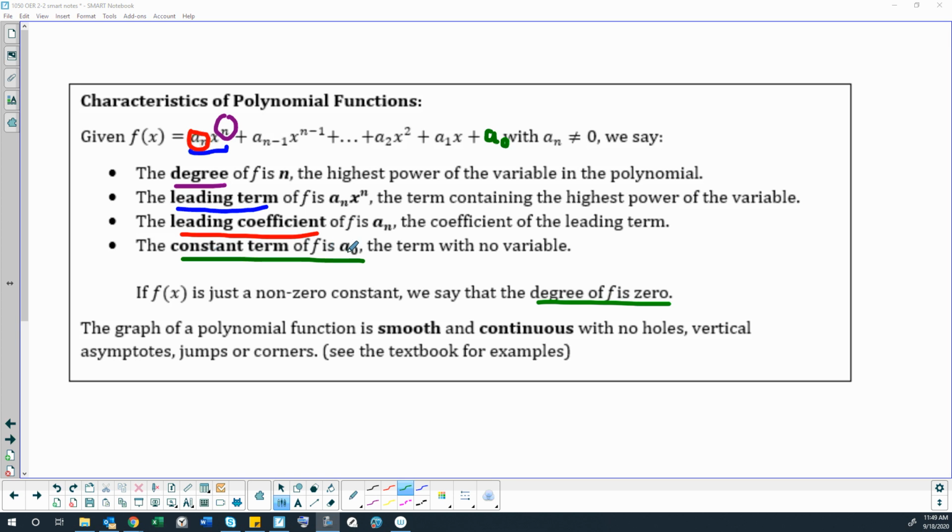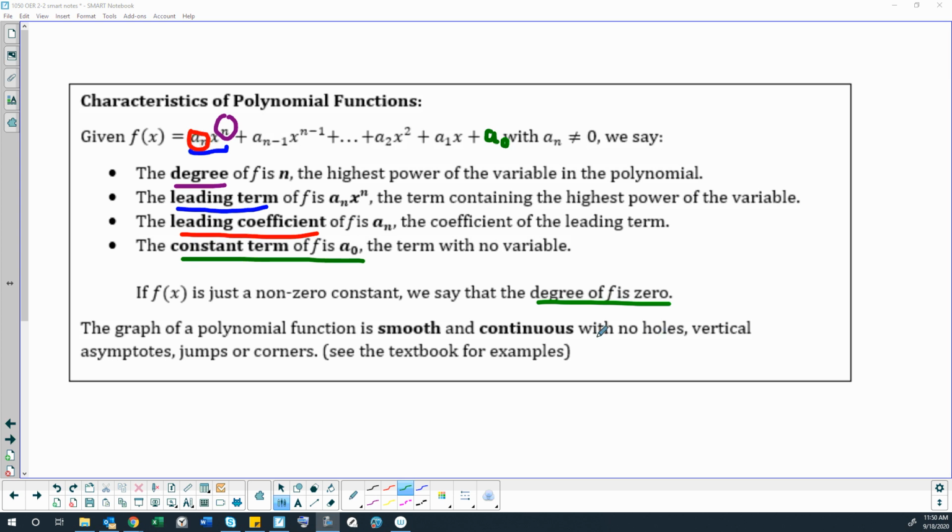And the constant term, see there's where that typo was up here, but it's correct here, is the term with no variable. If all we have in our polynomial function is just a constant term, it's a linear, flat equation, right? And the degree of that polynomial function would be 0, because it basically would be the variable has an exponent of 0, so we don't even bother to write it.